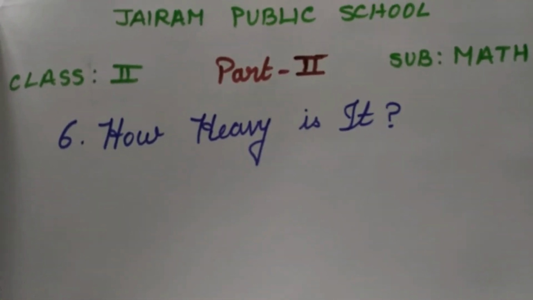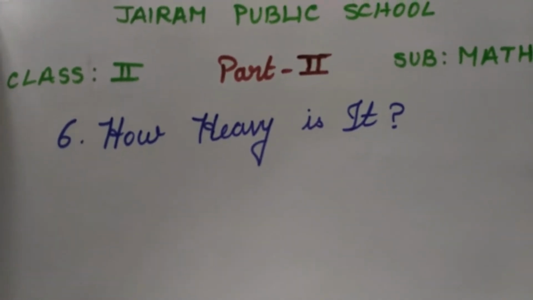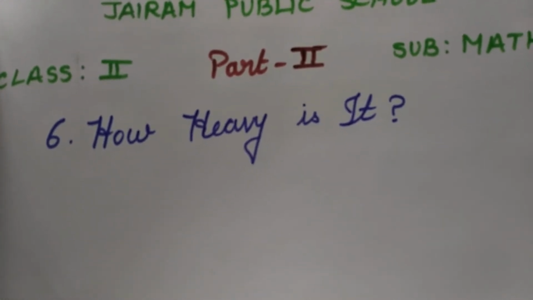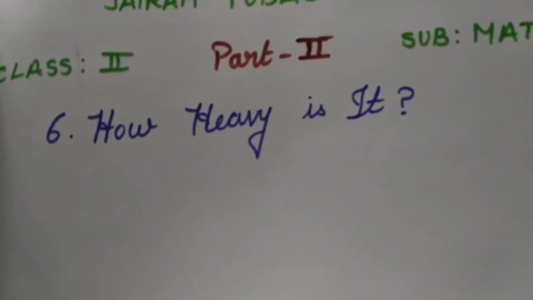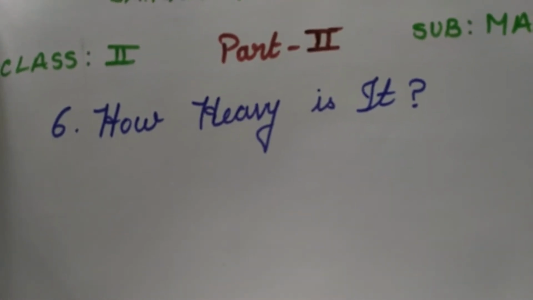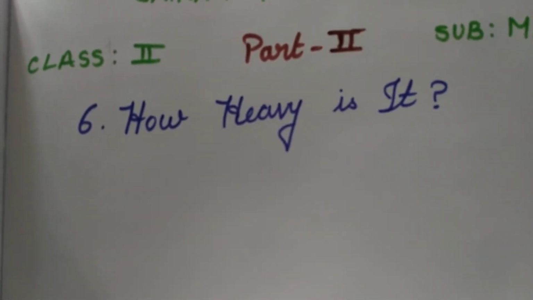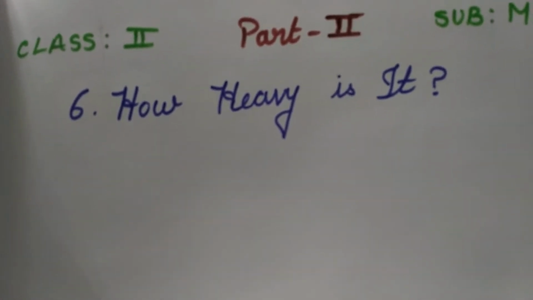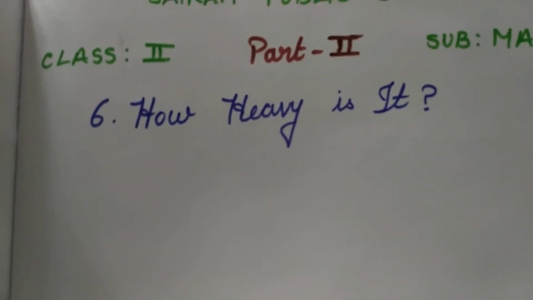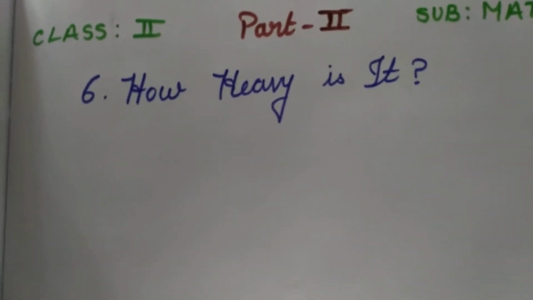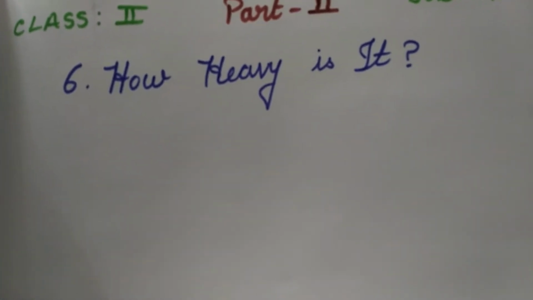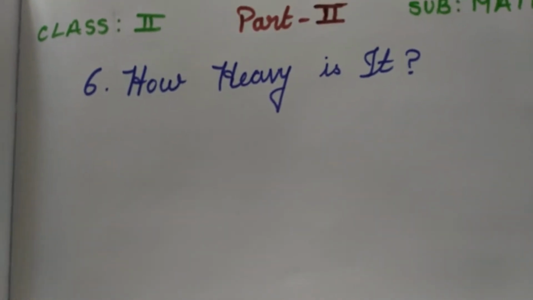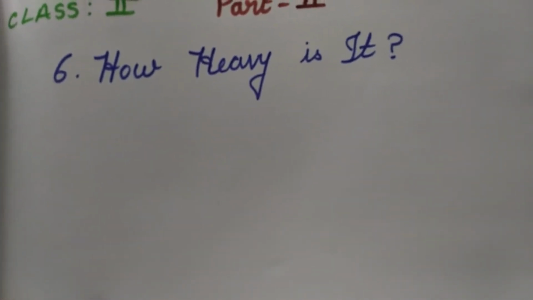So in the last session we have learnt the heavier side, lighter side and how to find the mass of the object. Mass means weight of the objects. How to find the mass of the apple, how to find the mass of the pin, how to find the mass of the oranges. So mass means weight, that we have learnt, and today we are going to learn the gram and kilogram units.